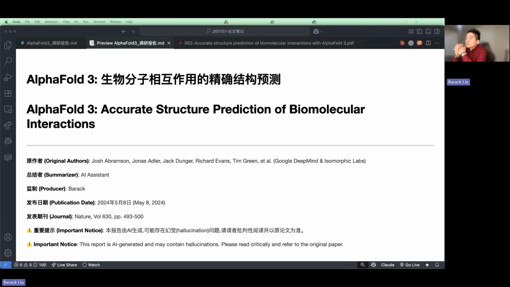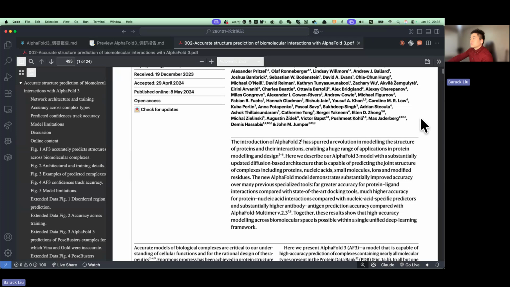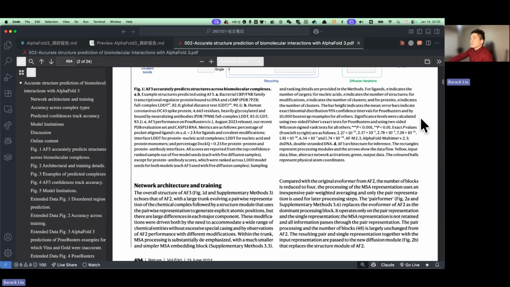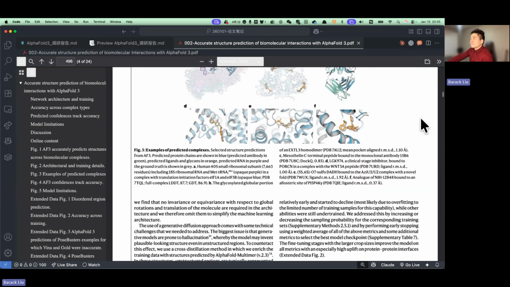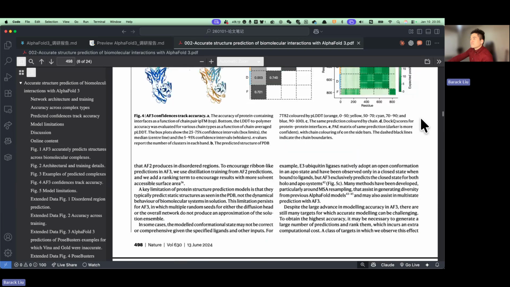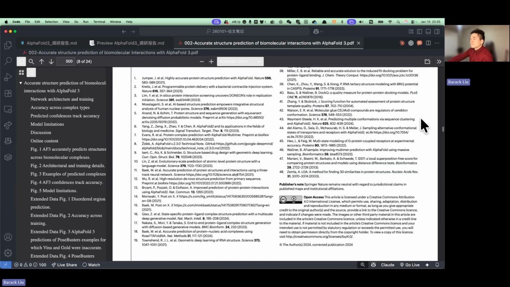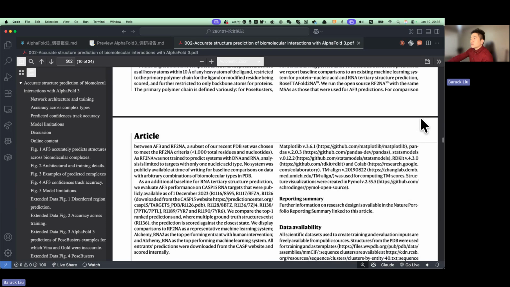Let's review an academic paper I have read this week. This paper is called AlphaFold 3: Accurate Structure Prediction of Biomolecular Interactions. And this is the original paper. So actually, this paper is not very long, huh? Oh, no, it's pretty long.